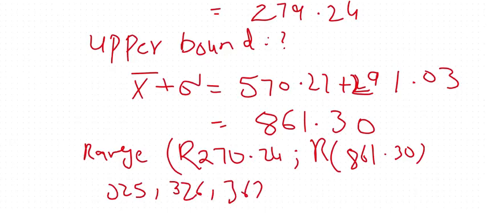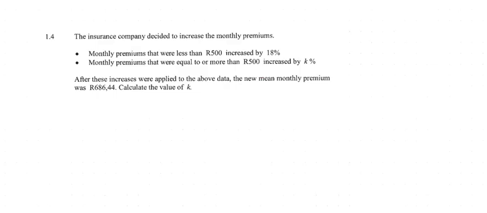So this is the answer to 1.3. Now, in question 1.4, the insurance company decided to increase the monthly premium. We have two points. Monthly premiums that were less than R500 increased by 18%, and monthly premiums that were equal to or more than R500 increased by k%.